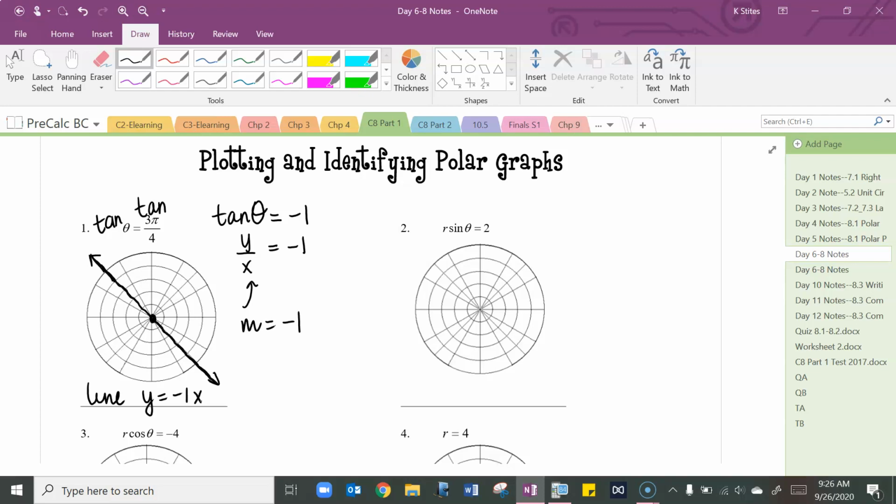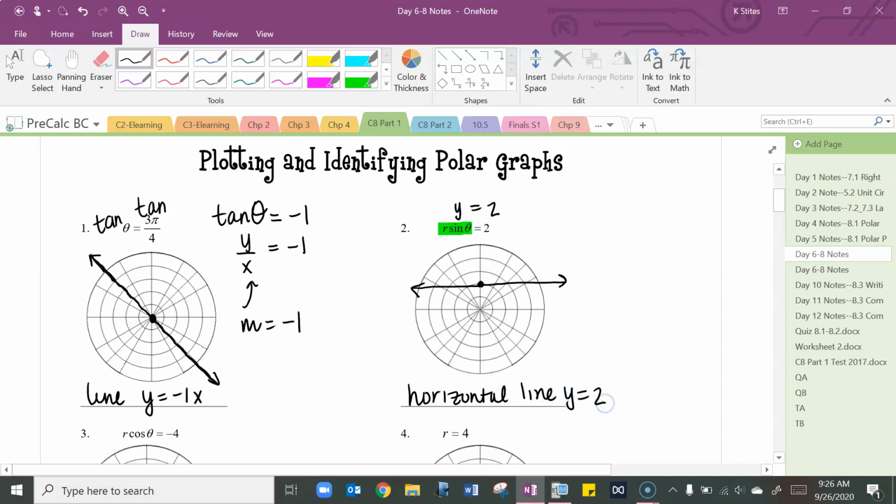Now let's look at number 2. This is actually going to be another line. How do we know? Well, sine theta, we should know, is y. So this is really the line y equals 2. I know this isn't a rectangular grid, but all you have to do is just go up 2 circles, 1, 2, and we should know y equals 2 is a horizontal line. So you're just going to draw yourself a horizontal line of y equals 2.